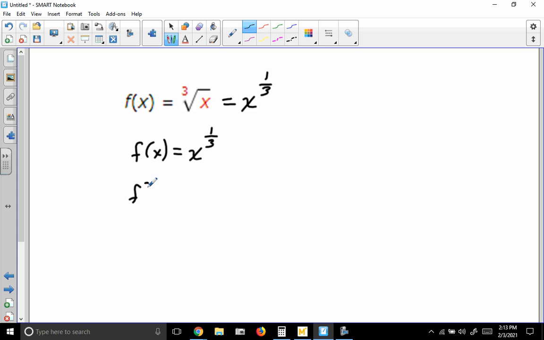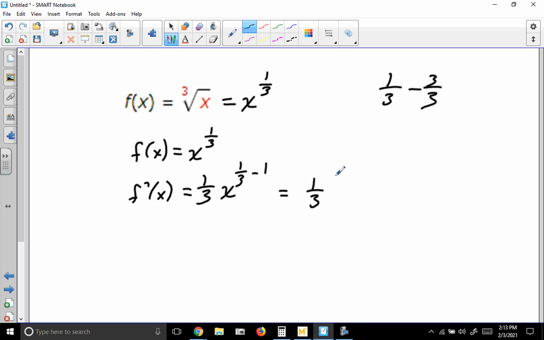To take the derivative of this, we bring the exponent out front, and then we take away 1 from that exponent. So exponent out front, subtract 1 from the exponent. Well, if we're taking away 1, that's 3/3. So 1/3 minus 3/3 is -2/3. So this would be x to the -2/3. That's okay like that. Often we like to get rid of the negative exponent, so we can move the x to the bottom and make it to the +2/3.